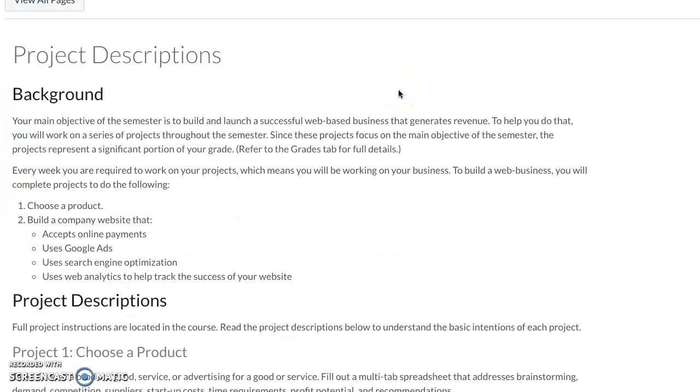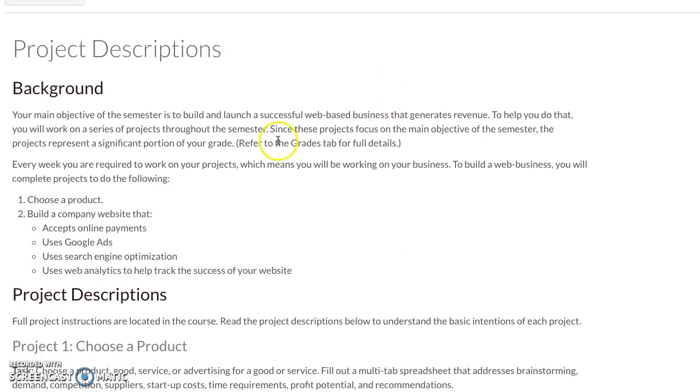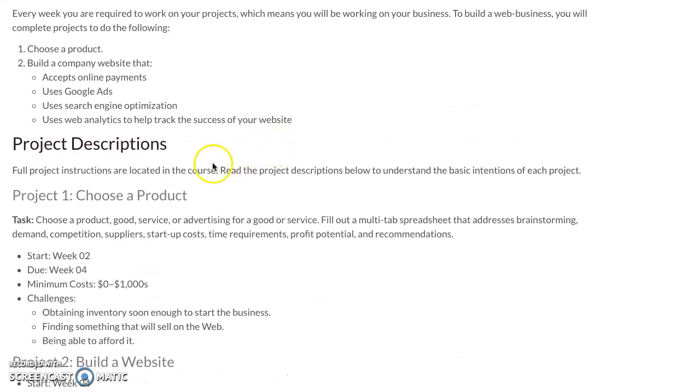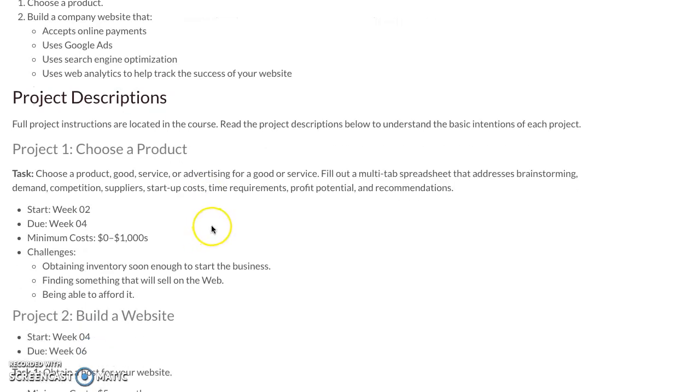Project descriptions. So please take time to read through this in detail. I will hit a couple in particular. Project 1 and Project 2 are your major projects in this course. They are more time consuming, particularly Project 1. So as soon as this comes out, we'll have a sort of introductory topic on this in week 2, and then we'll be doing week 4.